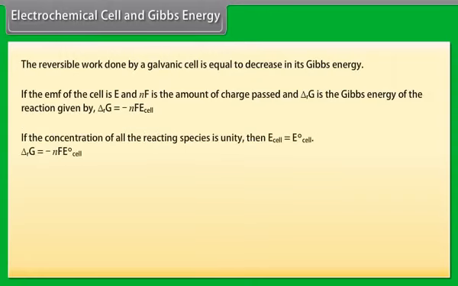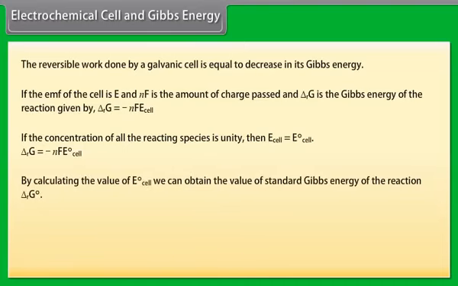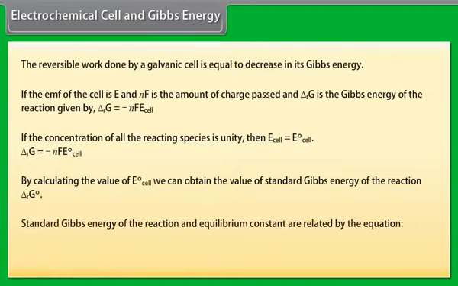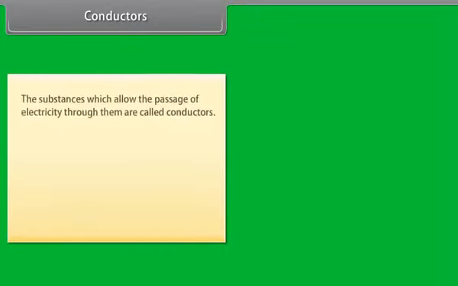Ultimately, at some ratio of the concentration of the electrolyte at the anode side to that of the electrolyte at the cathode side, the electrode potentials acquire the same value and therefore the cell potential becomes zero. At this stage, the electrochemical cell stops working and the cell is in a state of equilibrium. By knowing the standard EMF of the cell, the equilibrium constant for the cell reaction can be calculated as E naught cell is equal to 0.059 upon n log Kc.